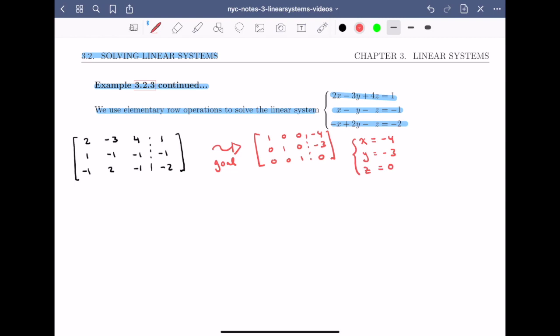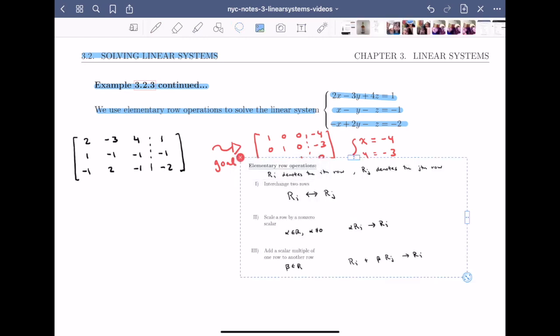So what we have is a bit of a puzzle. We need to be able to use elementary row operations to take the augmented matrix that we start with on the left and transform it into the red matrix on the right. Let me remind you what the elementary row operations are so that we can use them.